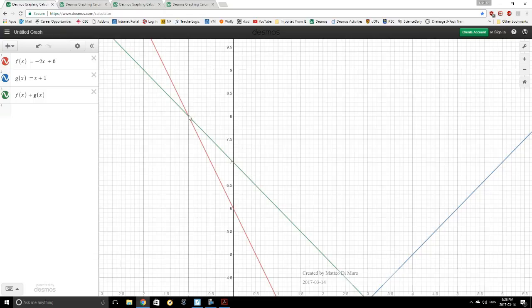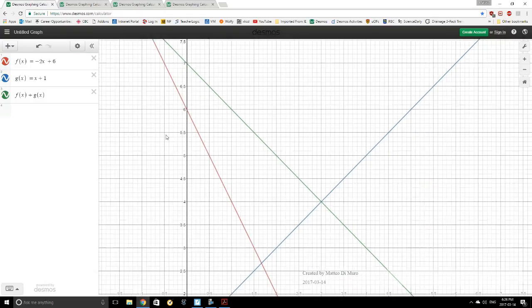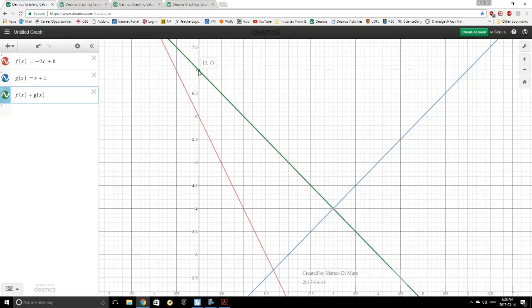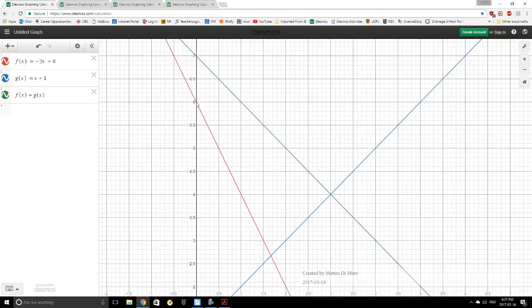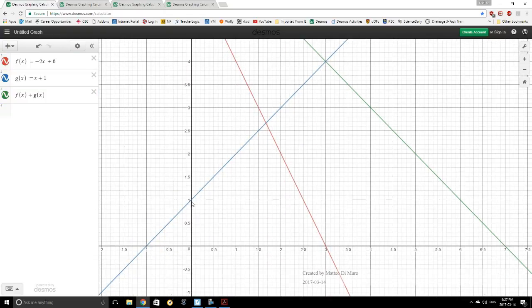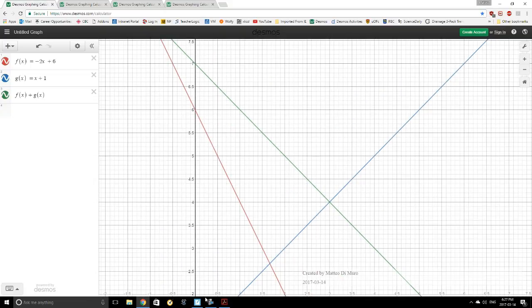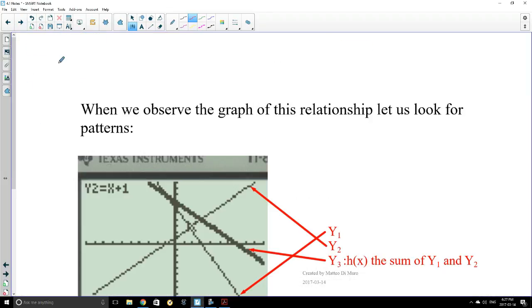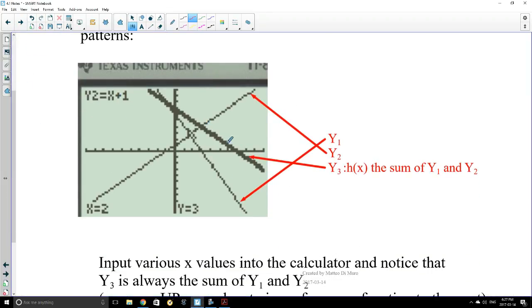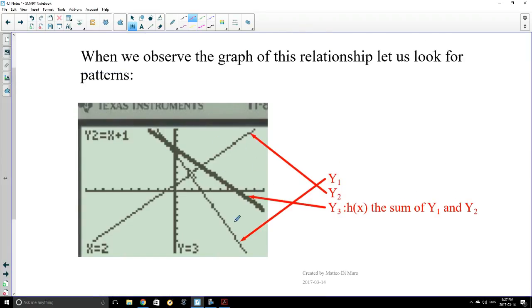If you look at the y-intercept here of f plus g of x, it's 7, and that makes sense because on the red function, the value for y is 6, and on the blue function, it's 1. 6 plus 1 is 7. So all that happens when you add these things together is that the y values add up. Here it is on the graphing calculator, I have everything labeled here. The important thing to notice is that our new function is literally just the sum of the y's in the first one and the y's in the second one.